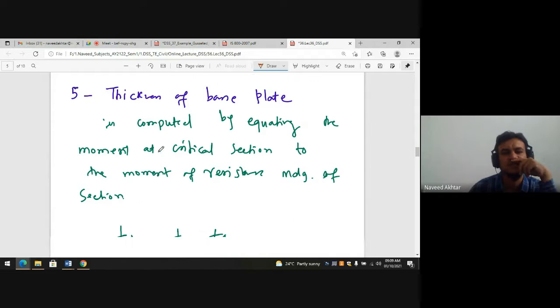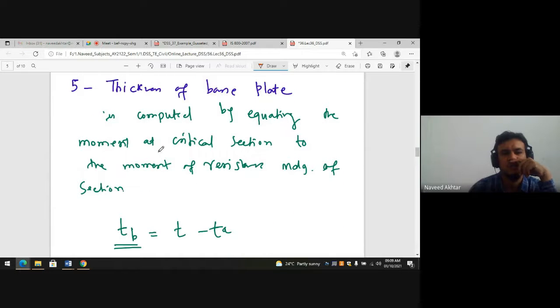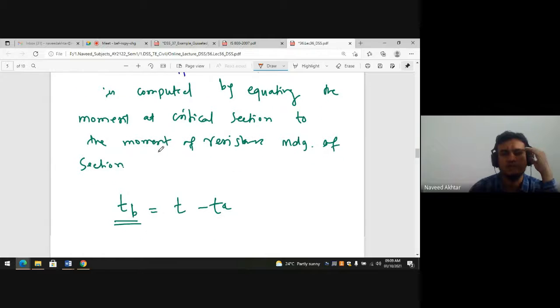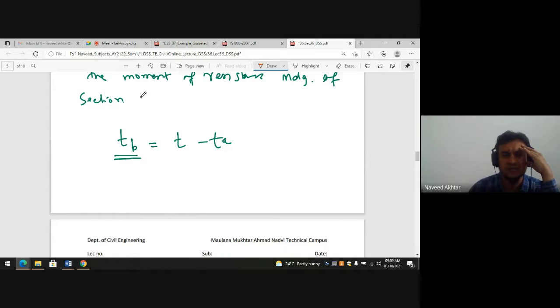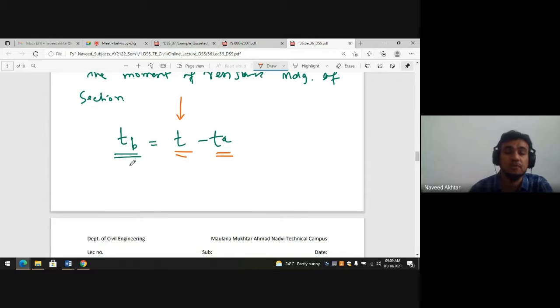Thickness of base plate is computed by equating the moment at critical section to the moment of resistance of the section, and then you get the total thickness. The thickness of base plate is nothing but the total thickness minus the thickness of angle. Already you have calculated the moment. So this is the total thickness minus the thickness of the angle, and you get the thickness of base plate.